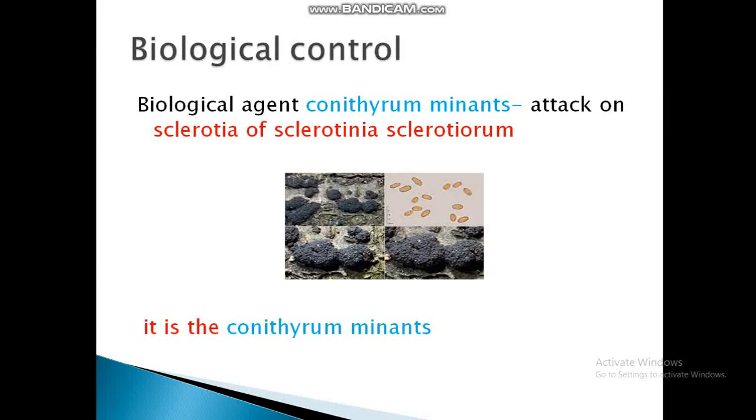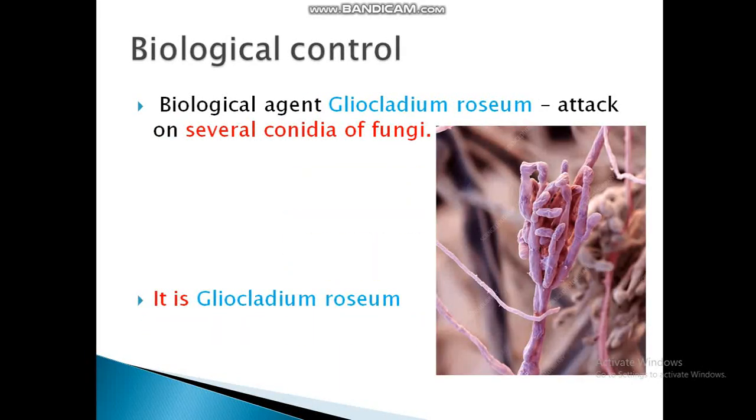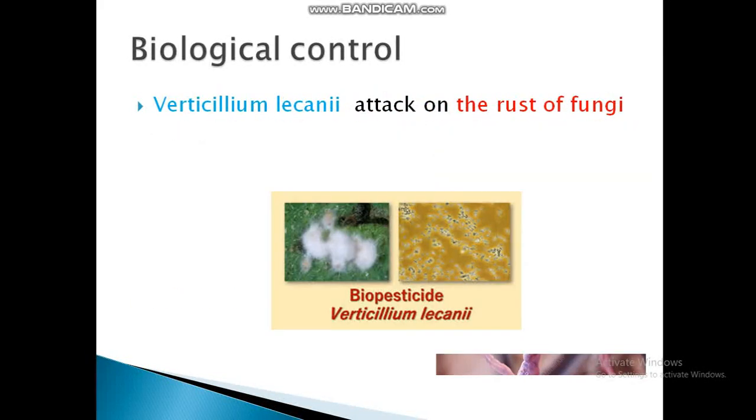So we have some biological control methods. Biological agents like Coniothyrium minitans attack the sclerotia of Sclerotinia sclerotiorum. You can see in the figure Coniothyrium minitans, which is a biological agent to control fungal disease. Similarly, Gliocladium roseum attacks several conidial fungi. You can see in the figure this is Gliocladium roseum. And next, Botrytis licani attacks the rust fungi.